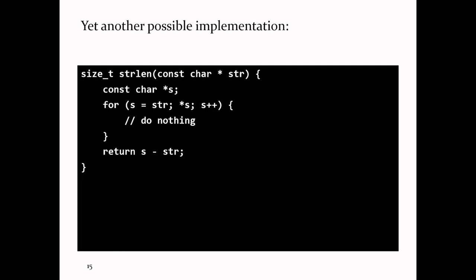Inside the loop, there's nothing to do. This loop runs until s points at the null terminator. Now, how do you get the length of the string? So what's going on here is the following.